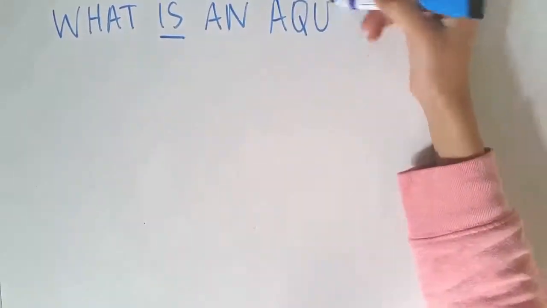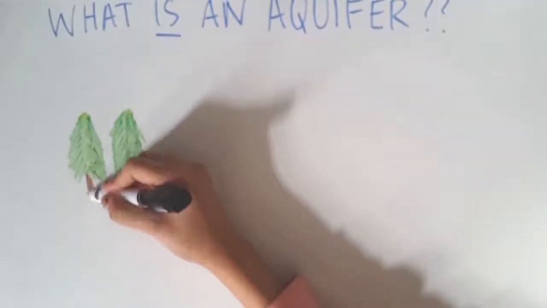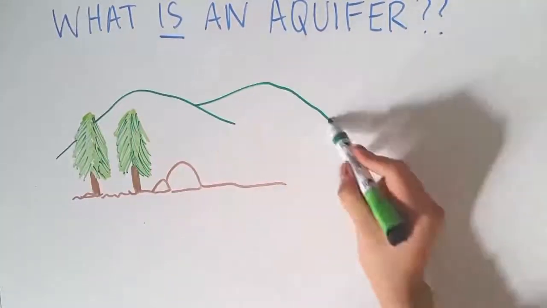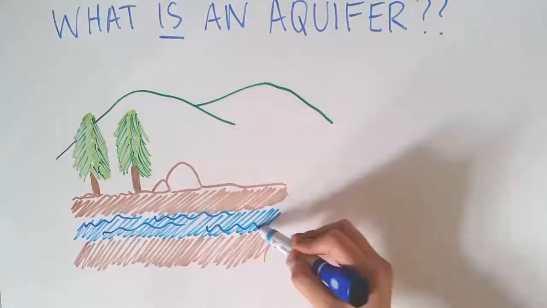First, we need to understand what an aquifer is and what it's used for to see how it affects us. An aquifer is an underground layer of permeable rock that can contain or transmit groundwater. An aquifer is not an underground river or lake.